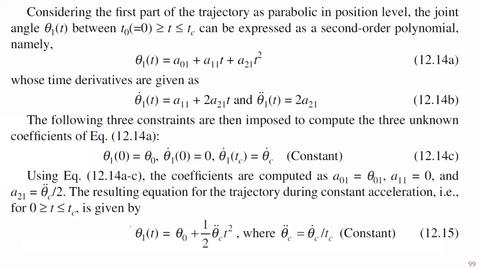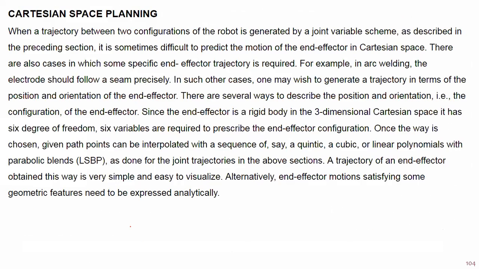Now we'll see the last point, that is Cartesian space planning. When a trajectory between two configurations of the robot is generated by a joint variable scheme as described in the previous section, it is sometimes difficult to predict the motion of the end effector in Cartesian space. There are also cases in which some specific end effector trajectory is required. For example, in arc welding, the electrode should follow a seam precisely.